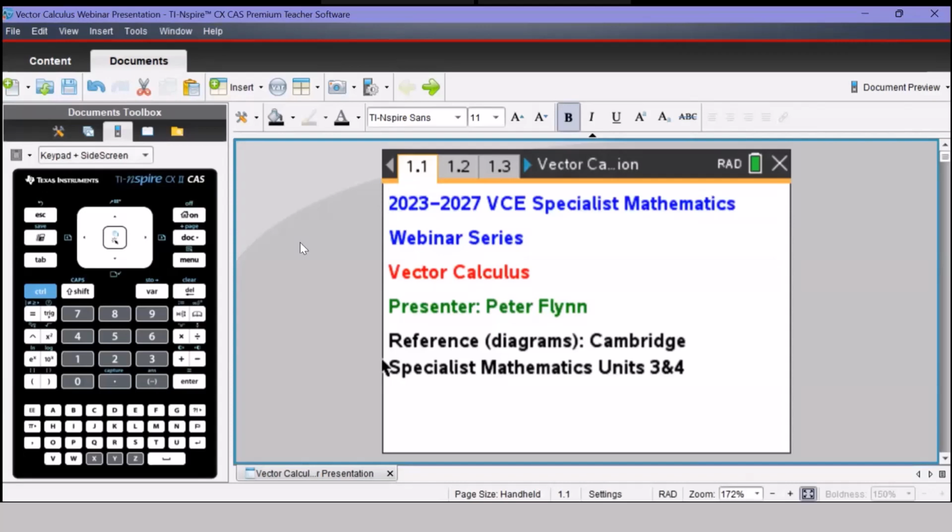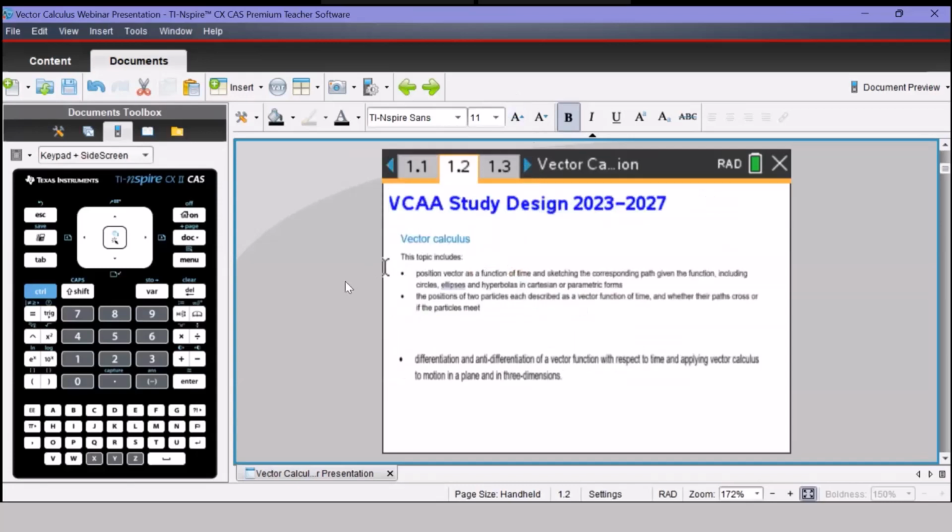In this presentation, I've used the snipping tool to garner a couple of diagrams from the Cambridge Specialist Maths Unit 3 and 4 textbook. So the study design in 2023 to 2027, there's 3 dot points that relate to vector calculus. The first one is getting students to look at position vectors as a function of time and sketching Cartesian equations or the corresponding path given the vector function. Ellipses and hyperbolas in Cartesian or parametric form. Note that parabolas are not mentioned there.